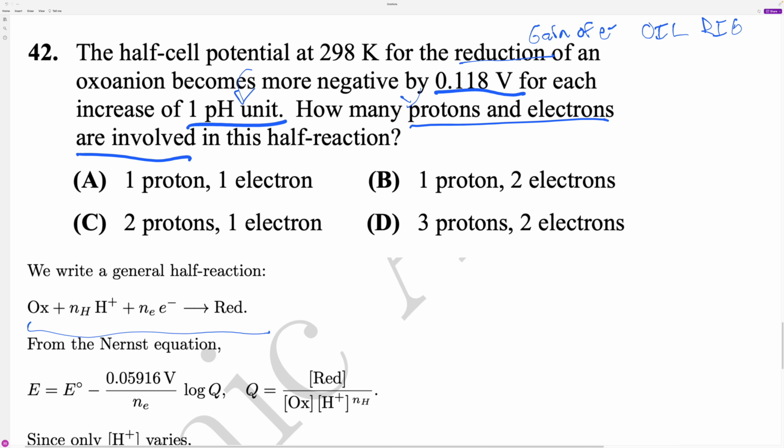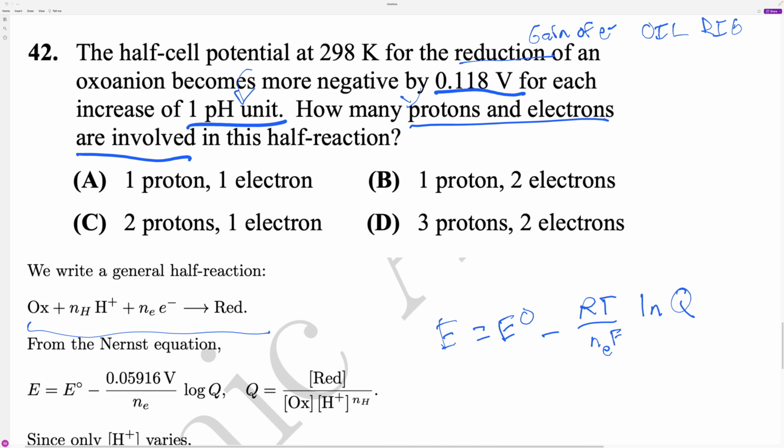So that's our general reaction here. And like I said earlier, whenever you see potential, you always want to see if the Nernst equation is possible. So the Nernst equation is E equals E naught minus RT over NF, or in this case it's going to be NEF, and it's actually ln Q.